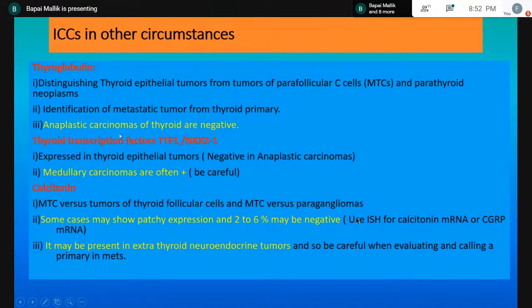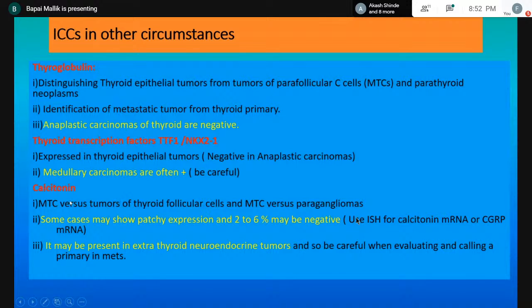Thyroid transcription factor will be expressed in most thyroid epithelial tumors, once again negative in anaplastic carcinomas. Medullary carcinomas are often TTF1 positive, so be very careful. Don't use it to differentiate between medullary and papillary thyroid or follicular thyroid carcinomas. Calcitonin, very important. Medullary thyroid carcinomas versus tumors of the thyroid follicular cells you can use, or you can use sometimes medullary thyroid carcinomas versus paragangliomas to differentiate between these two conditions.